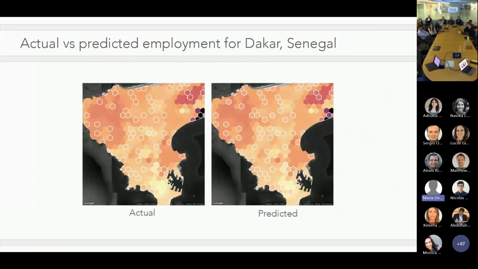Okay, so this is just a visualization of the actual versus predicted employment for Dakar and Senegal, and you can see visually it's very convincing.